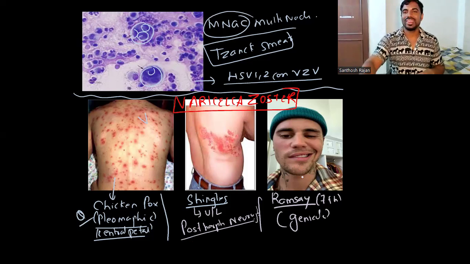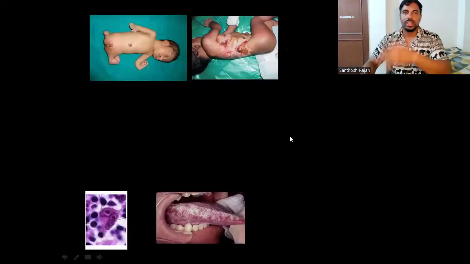This is Justin Bieber, but then he also had this thing, herpes. He had chickenpox, and then he got all these things. Okay, that's it. Now, next.